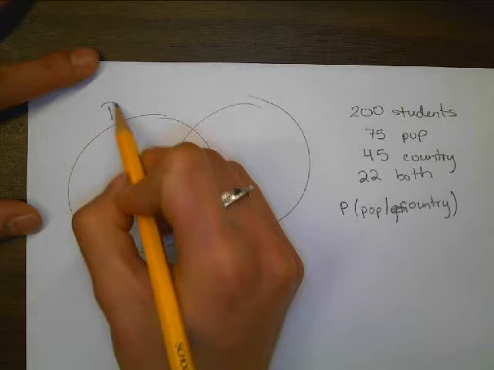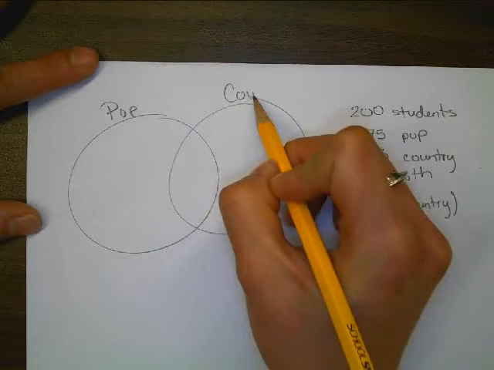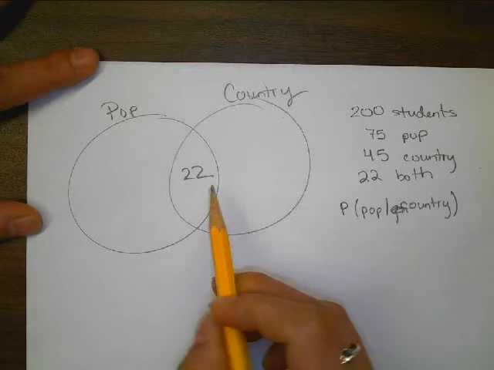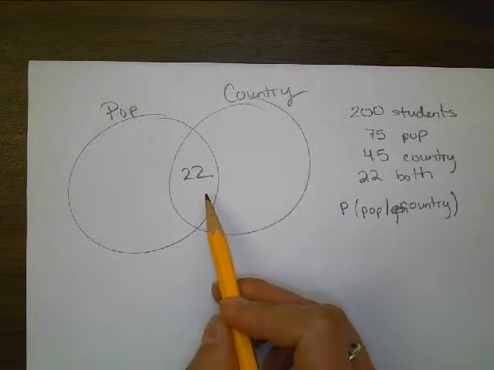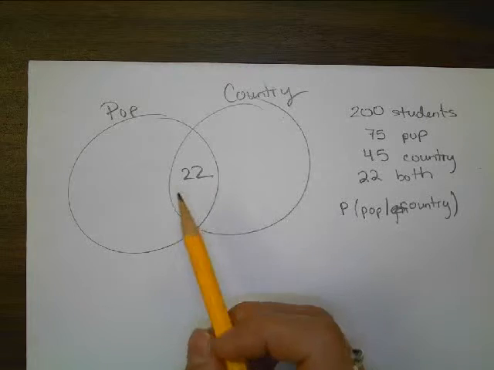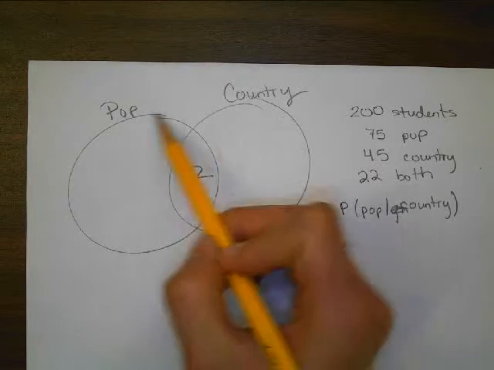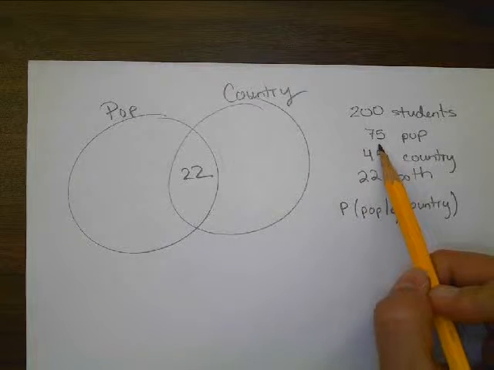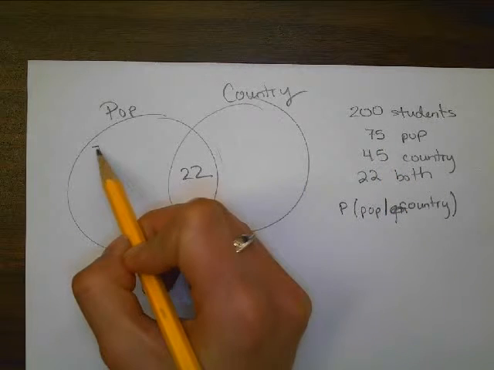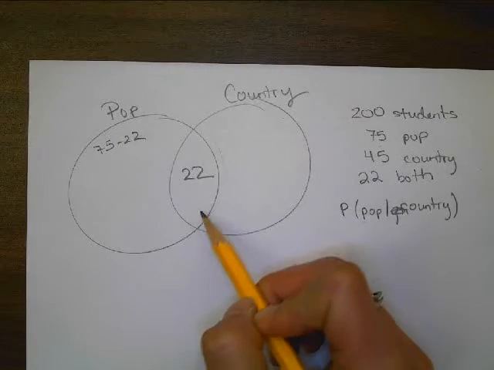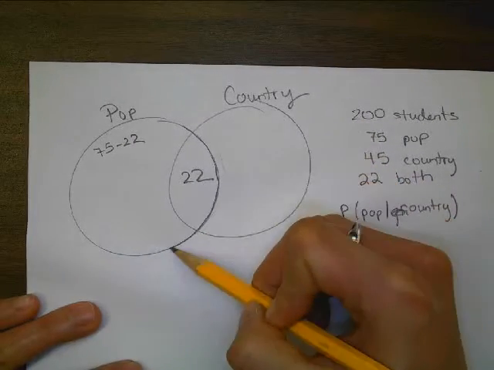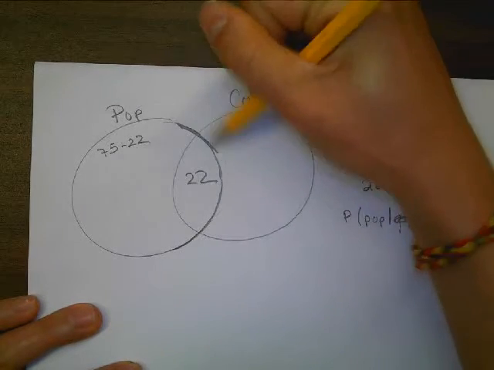So to set this up, I'm going to label my circles here. So I have pop and country music. I know that 22 people like both, so I'm going to put 22 in the middle there. Now for pop music, the whole circle here represents all the people that like pop music. Since we know that 75 people like pop, I have to subtract the 22 that I've already accounted for, because again, that 22 is in this pop circle right here.